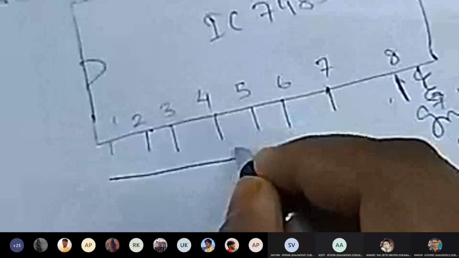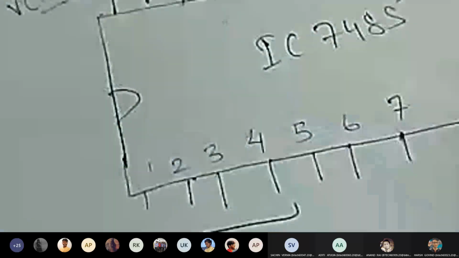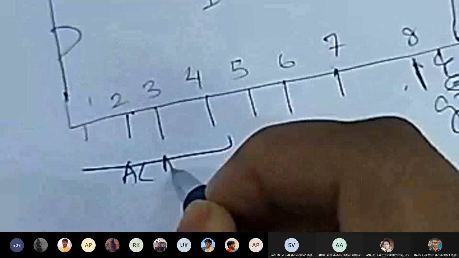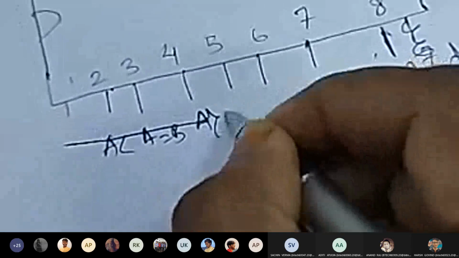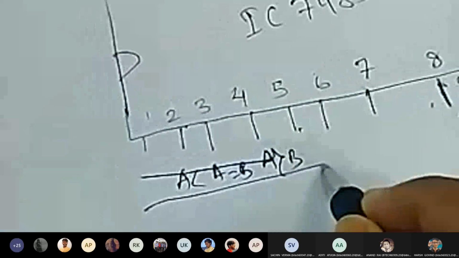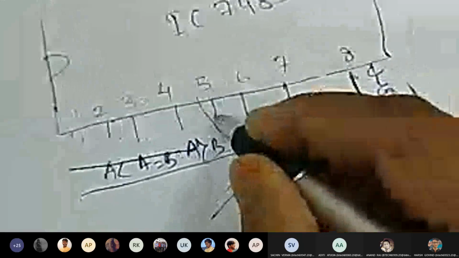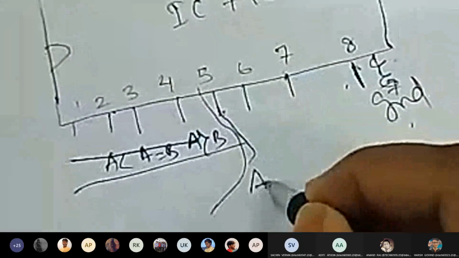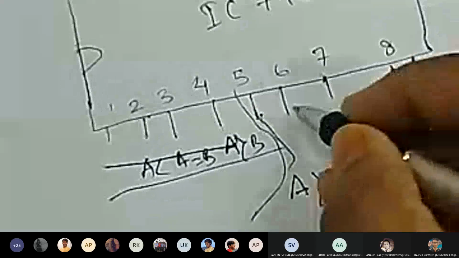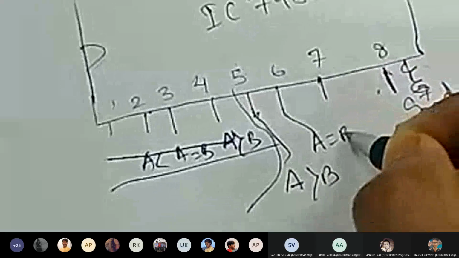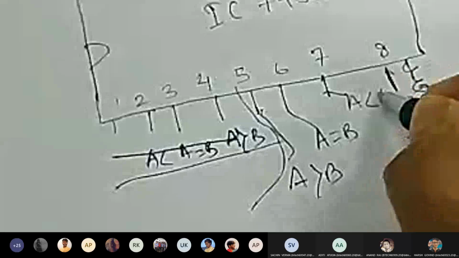Here the pins up to 4 are used for A is less than B, A is equal to B, A is greater than B. The 5th pin we won't be using much. We will be taking this part, that is 5, 6, 7. The 5th pin is used for A is greater than B, the 6th pin is A equals to B, and the 7th pin is A less than B.